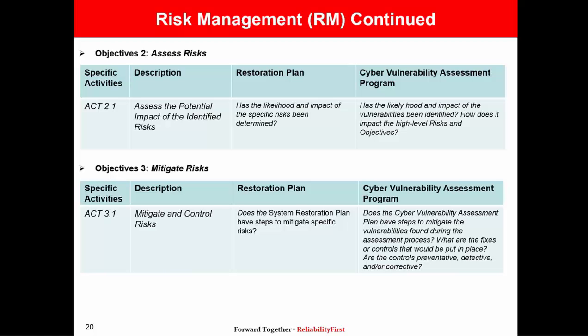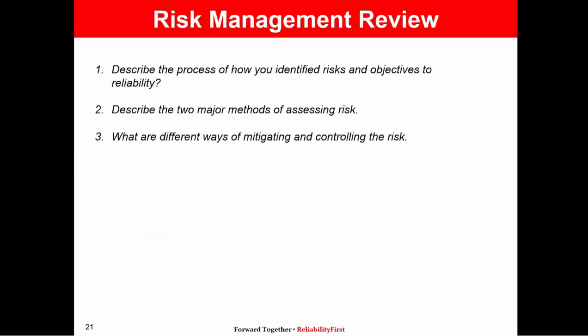So that's the end of the risk management review. So now we have some more questions. The first one is, describe the process of how you identify risks and objectives to reliability. So once again, this is more at the high level space. In question 2, we have describe the 2 major methods of assessing risk. And question 3 is, what are different ways of mitigating and controlling risk? So once again, feel free to pause the webinar to answer the questions, and then come back and we will answer those questions and go through them together.